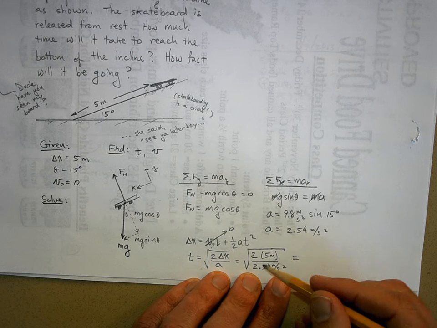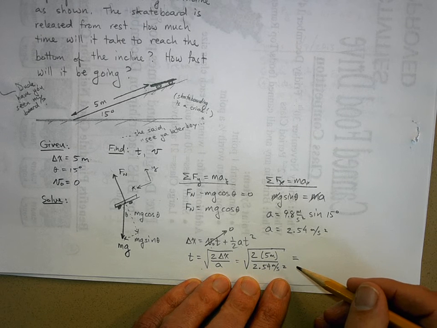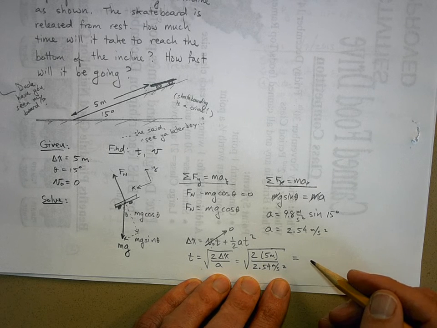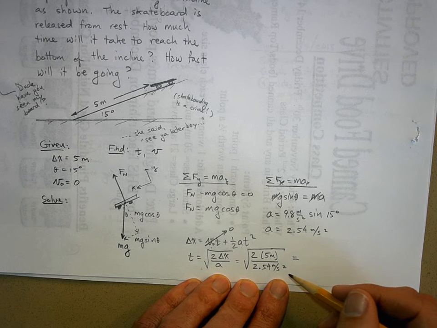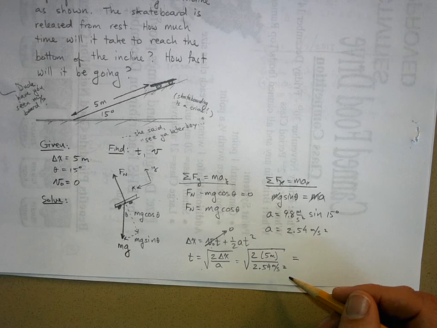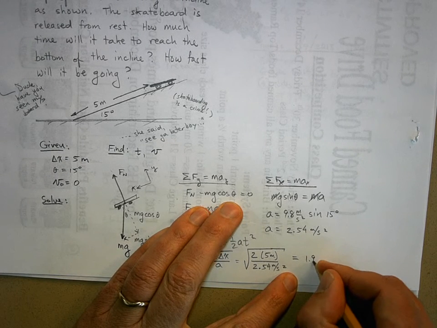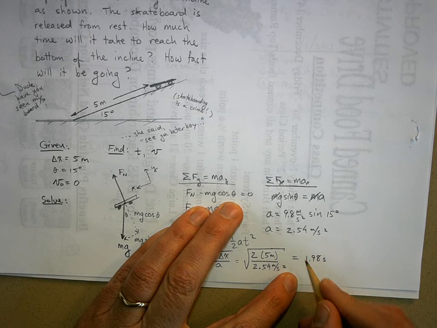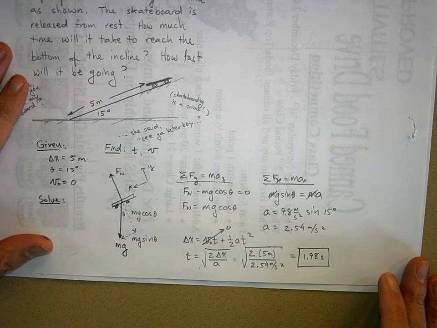So that's 10 divided by, is that right? Did you take the square root? Oh, no. Sorry. So it's 10 divided by 2 point something, about 4, a little less than 4. So it should be a little less than 2. 1.98, yeah. 1.98 seconds. So that's the time it takes.